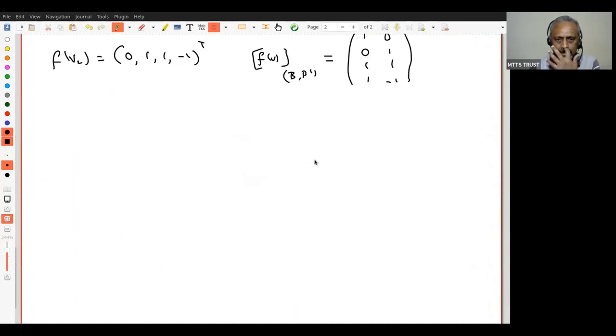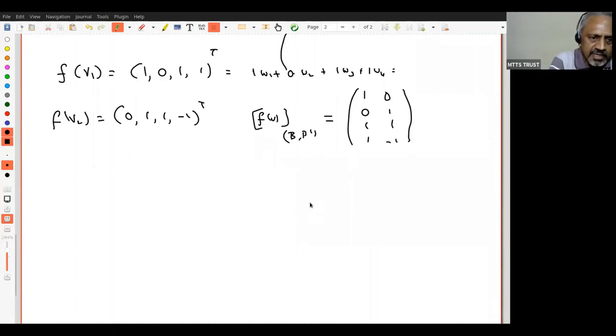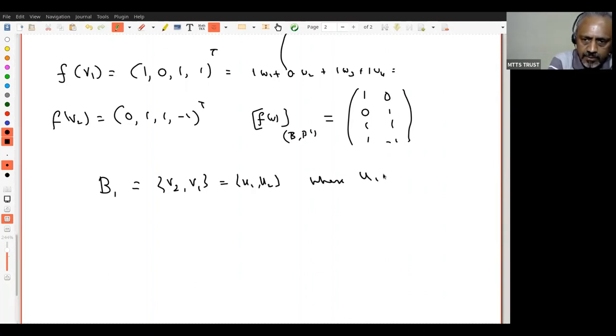Let us have a look. Suppose instead, let me take b1. This b1 is v2 and v1. Call it u1 and u2, where u1 is v2 and u2 is v1. Therefore, my x, y, what will it be? This vector is x v1 plus y v2. This is with respect to the standard basis v1, v2.